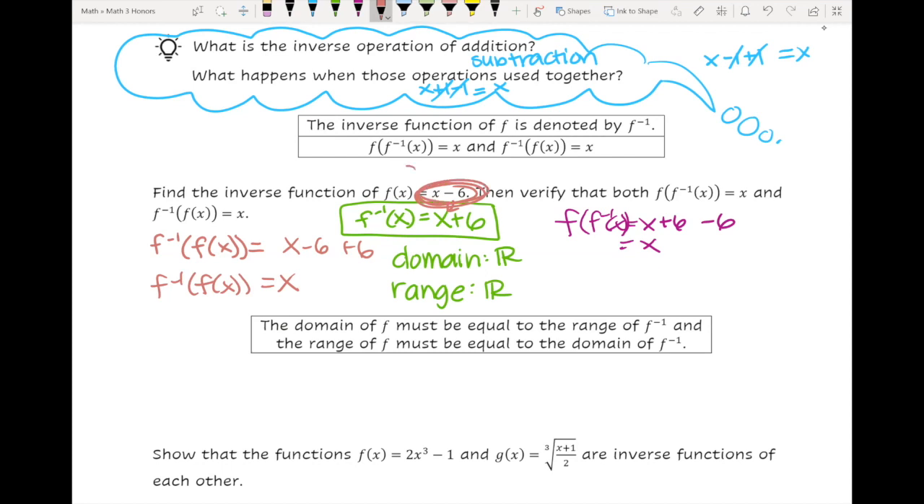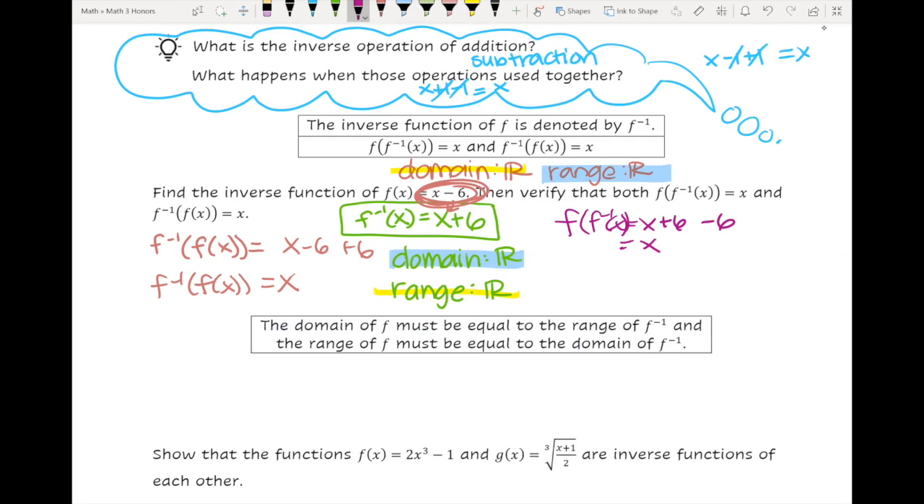The domain for my f of x is all real numbers. Again, you can plug anything you need in for x. And the range is all real numbers as well, because it is that straight line, which means that the domain of the original function matches the range of the inverse, and also the range of the original function matches the domain of the inverse. So this statement down here is true. We found a correct inverse.